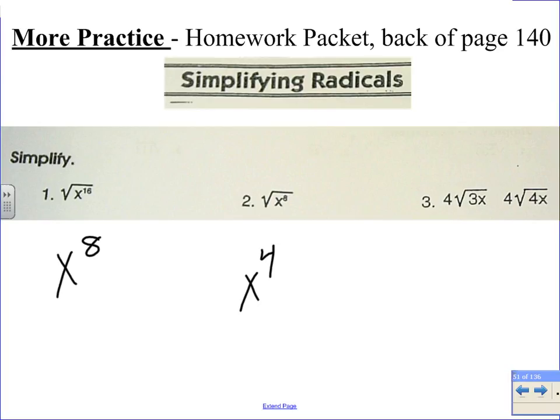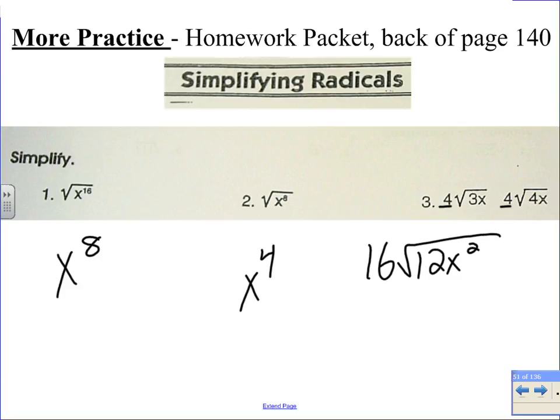Number 3, what's the first thing that we need to do on number 3? Grace, what's the first thing? Good, so let's multiply. The numbers in front need to be multiplied together, and you should all be writing with me. 4 times 4 is 16. And then we're going to multiply what is inside the radicals. 3x times 4x is 12x squared.